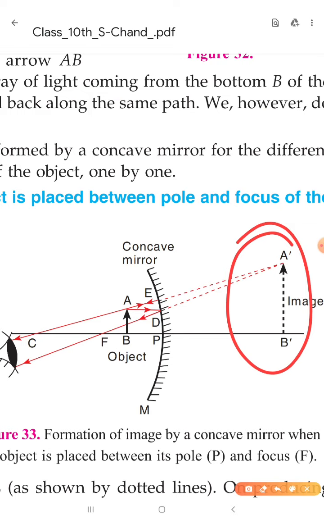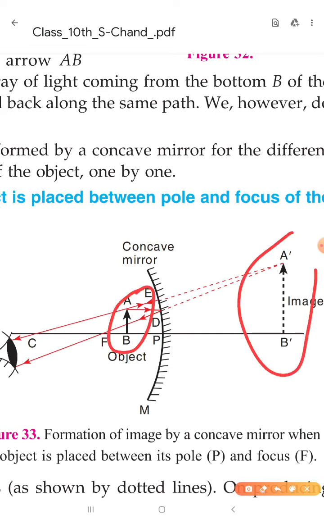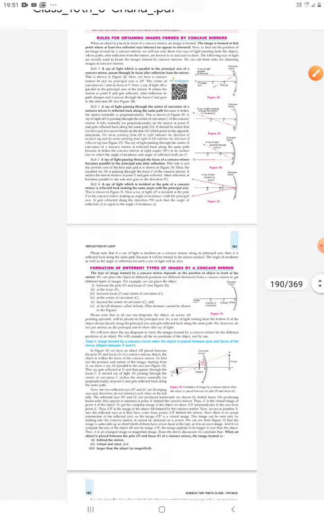Virtual image is always erect, and you can see AB is an object, then A dash B dash is an image. This is an erect, virtual and erect image. Second thing, about size: you can see the size of the object and the size of the image. It is clearly seen from this image formation diagram that the height of the image is more than the height of the object. So this is the nature of this image.